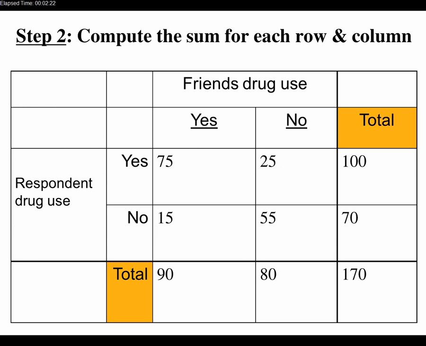Here's the table. So step 2 says that we have to compute the sum for each row and column. All right, so let's go ahead and do that. As you can see, the total here is 100, 75 and 25, and the total here is 70, and the total for the columns is 90 and 80. So 25 and 55 make 80, and 75 and 15 make 90.